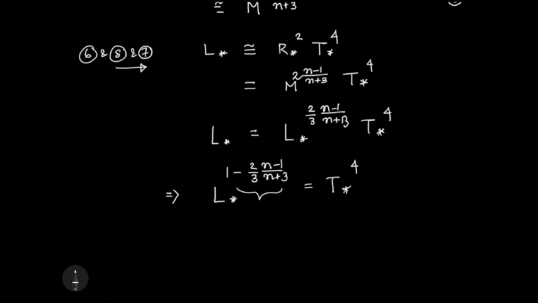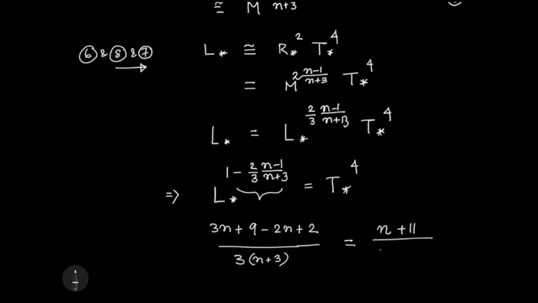This exponent is 3 into n plus 3 in the denominator, 3n plus 3 into 3, 9, minus 2n plus 2. Three n minus 2n is n, 9 plus 2 is 11.